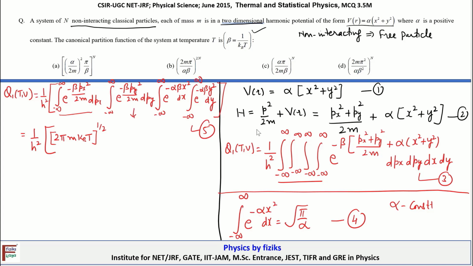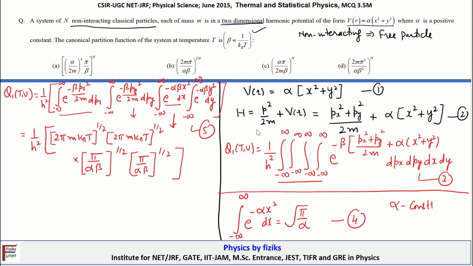Similarly, the next integral will also give us the same expression, (2 pi m kBT) to the power 1 by 2. And in the third integral, in place of alpha we have alpha beta, so we apply the same definition again. For the third integral we obtain (pi divided by alpha beta) to the power 1 by 2, and from the fourth integral we also obtain (pi by alpha beta) to the power 1 by 2, bracket close.